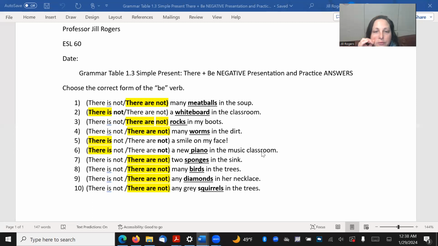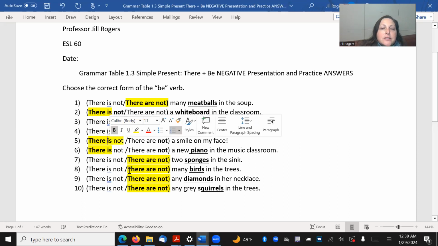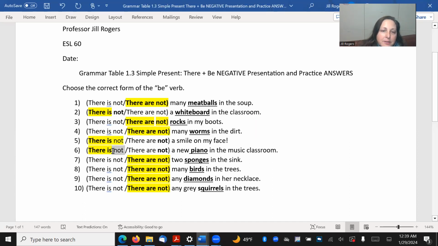Okay, so let's go over it. We've done 1 and 2 already. Let's go ahead and go to 3. Rocks is plural, so we should say there are not rocks in my boots. Number 4, worms is plural, so it's there are not many worms in the dirt. Number 5, smile. There is not, sorry, for some reason not is not highlighted. Should be the whole thing. There is not a smile on my face.